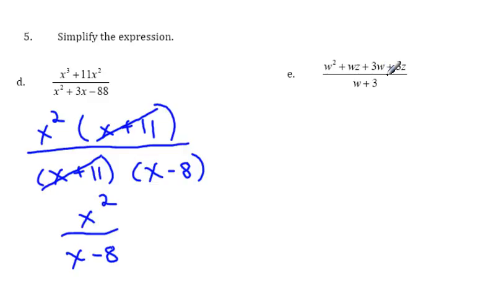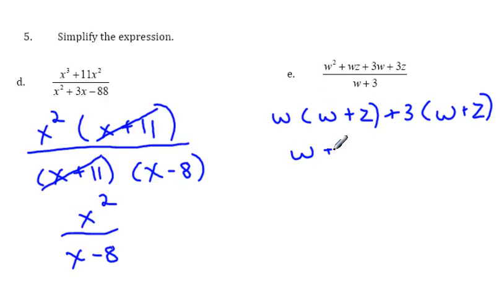Okay, on to E. If you notice, what I have in this numerator is 4 terms. I don't have a GCF, so I'm going to try factoring by grouping. So when I look at this, and we'll pretend I'm on my scrap paper here, because remember, on your test I don't want to see your factoring in the middle of your problem. What's alike in the first two is w, and that leaves me w plus z. What's alike in the second set of terms is a 3, and that leaves me w plus z. So the factored form of that numerator is going to be what's alike here, w plus z, and what was left in front, the w plus 3.